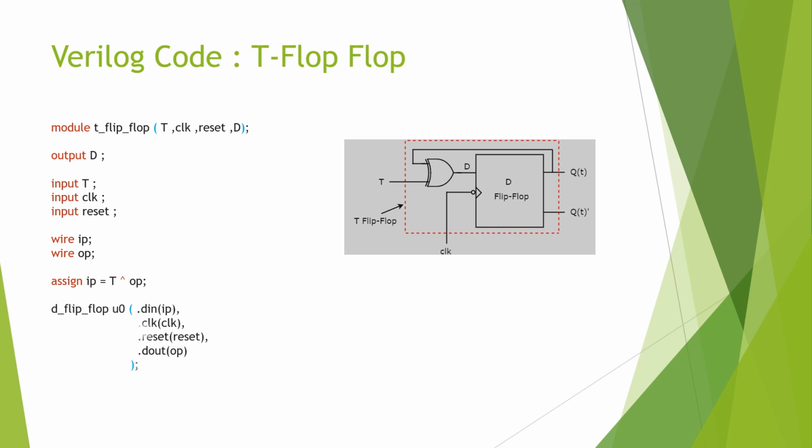This is the instantiation of the D flip-flop, which is the sub-block of the T flip-flop. This is the module name of the D flip-flop and U0 is the instance name of the D flip-flop. And these are the connections between the ports of the D flip-flop and T flip-flop. That also we will discuss in the module port connection topic in detail. And that's how we write endmodule at the end. Between module and endmodule, we have Verilog code which drives the functionality of the T flip-flop.